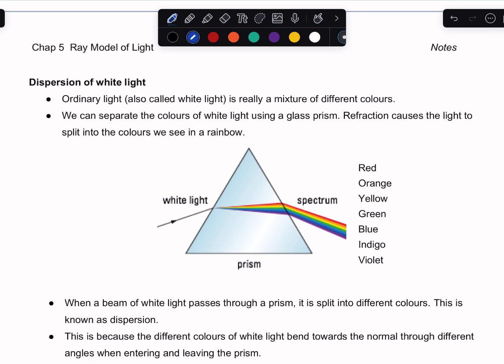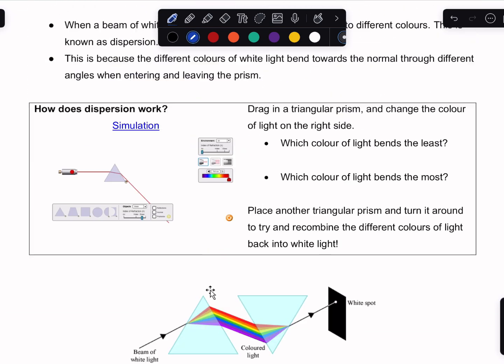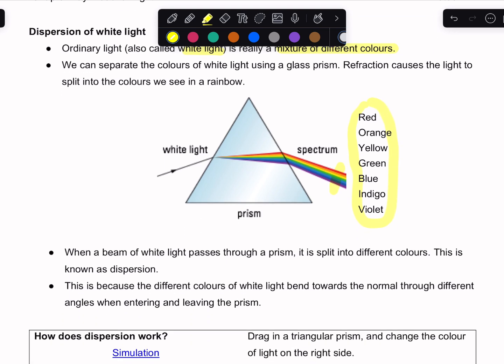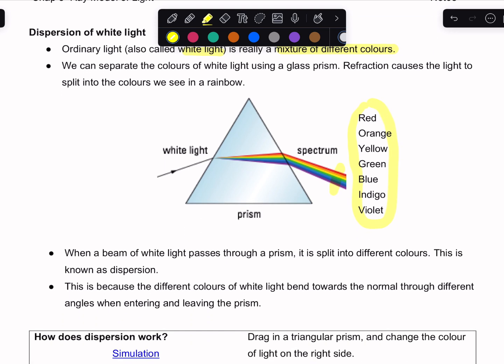Okay, so this last section, we are now at page 10, is on the dispersion of white light. So what is dispersion? Ordinary light or white light is actually a mixture of different colors of light. This is what we call the visible light spectrum. There's actually a few different types of light that we can see: red, orange, yellow, green, blue, indigo, violet. This is what we say are the colors of the rainbow.